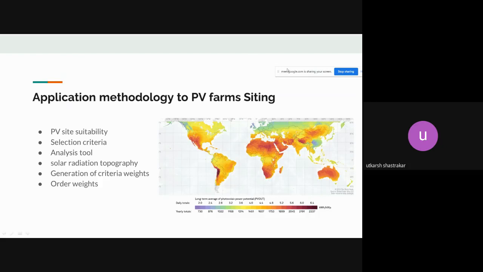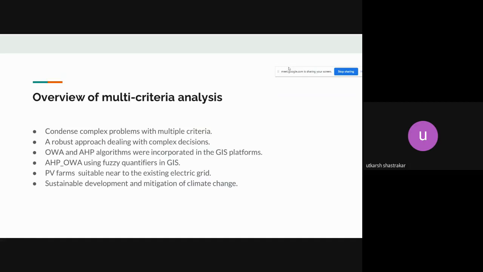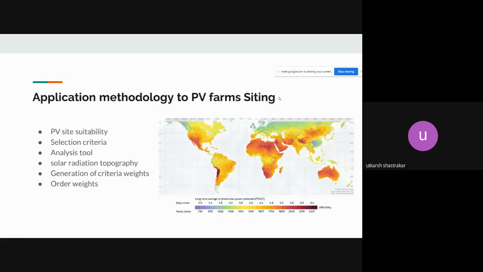problem. So in this paper, the criteria that they selected are accessibility to the site, then availability of solar radiation throughout the year, and then other criteria like topography, whether the terrain is flat or is sloping in nature. Then we have solar radiation, topography, which we have discussed, and then the analysis tool. So the analysis tool, we have said that we have used OWA-AHP algorithms, which are incorporated in the GIS platform.